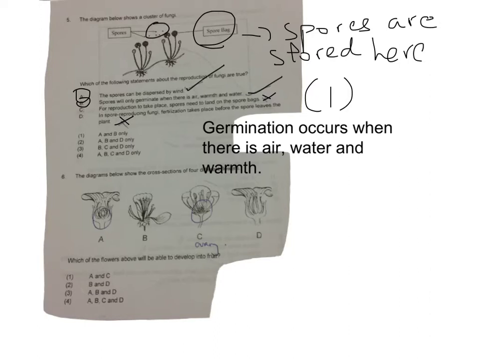Okay, let's move on to question 6. The diagram below shows the cross-section of 4 different flowers. Which of the flowers will be able to develop into a fruit? Okay, we must always remember that for a flower to become a fruit, there must always be an ovary. Okay, it's the ovary that becomes the fruit.